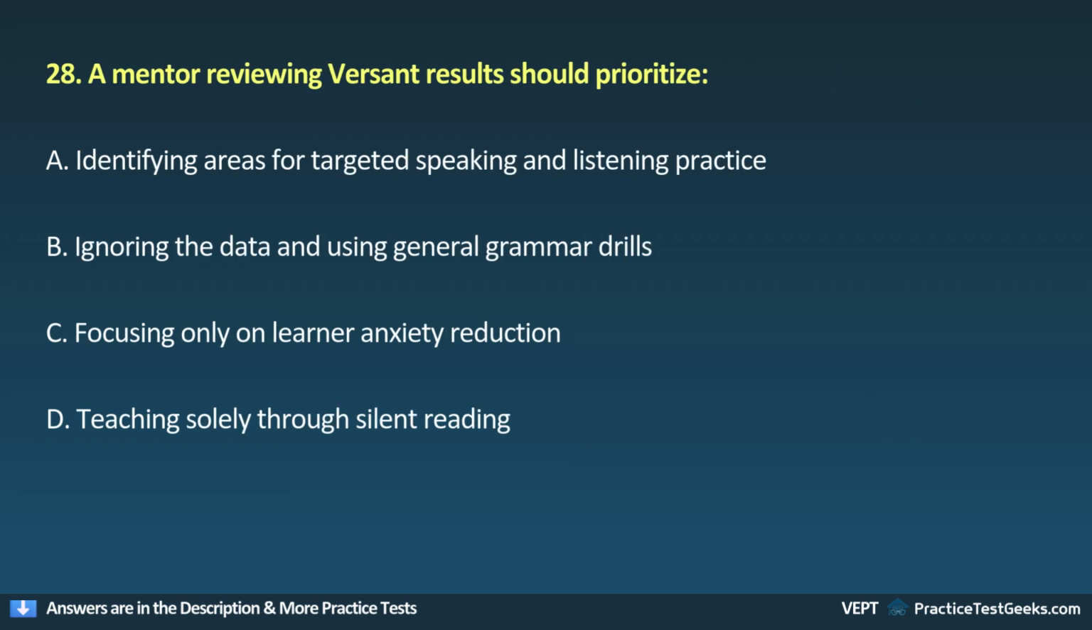28. A mentor reviewing Versant results should prioritize: A. Identifying areas for targeted speaking and listening practice. B. Ignoring the data and using general grammar drills. C. Focusing only on learner anxiety reduction. D. Teaching solely through silent reading.